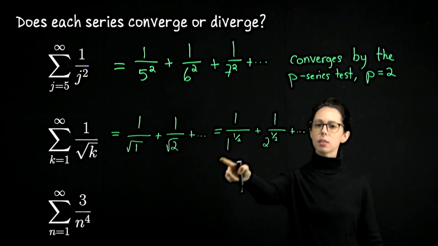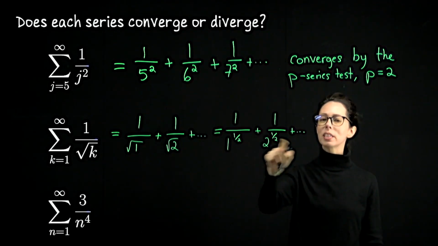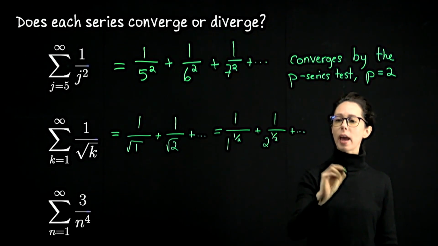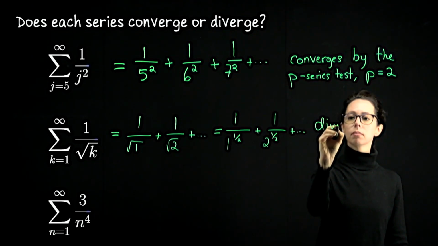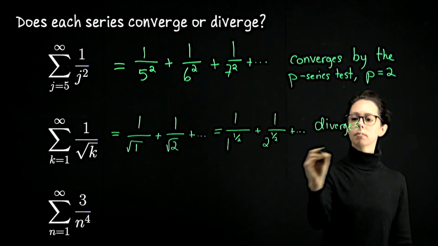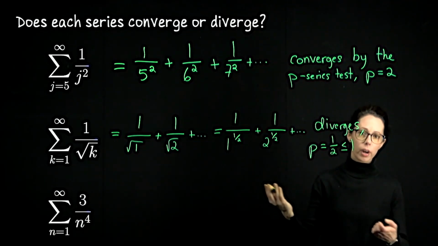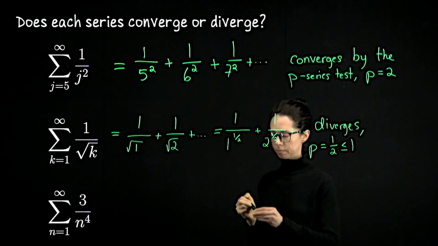So here, the base is what's changing each time, and the exponent is fixed at 1/2. That makes this a p-series. This diverges because p is 1/2. That's less than or equal to 1, and therefore it's going to diverge.